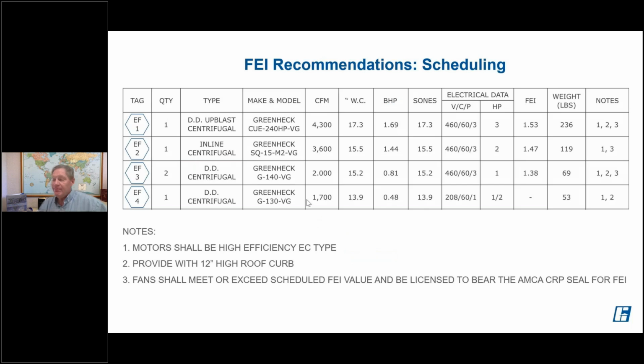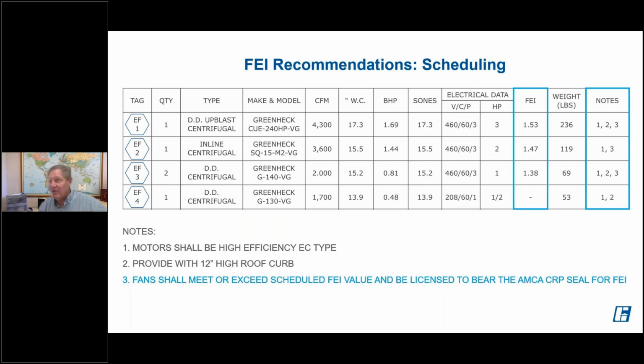So how does this look on a fan schedule? It's a pretty generic fan schedule here, but you can see we've added a column, the third one from the right, for FEI. With that column, you need to add a note that fans shall meet or exceed the scheduled FEI value and be licensed to bear the AMCA CRP seal for FEI. That will make sure that you're getting the best fan selection for your application, regardless of the code requirements.